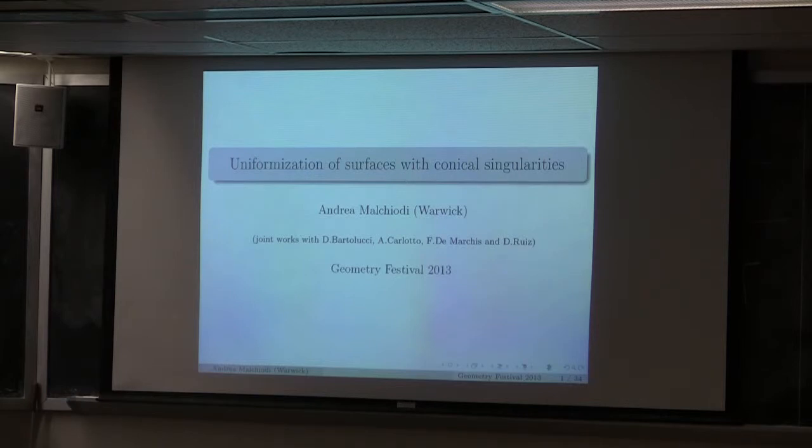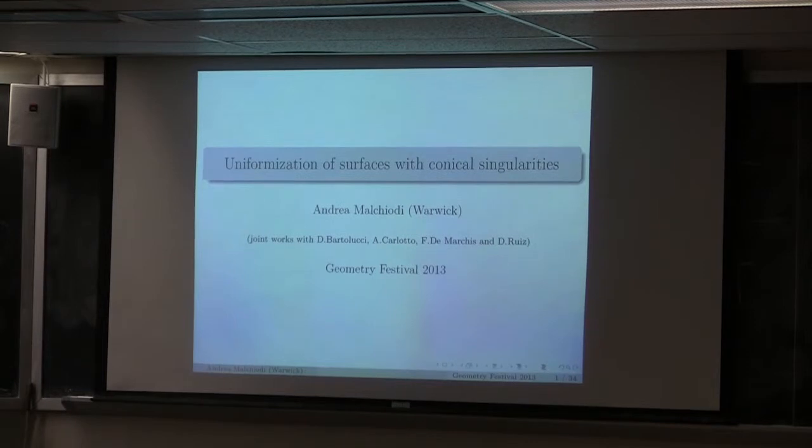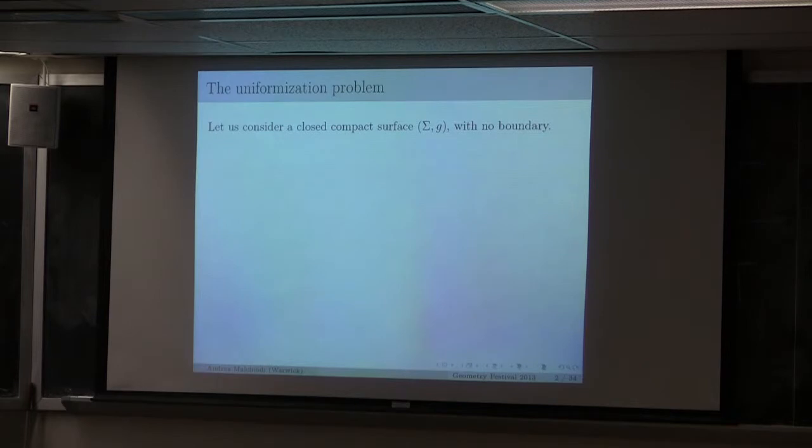Okay, so I would like to talk about some sort of long-term project jointly with different people: Daniele Bartolucci, Alessandro Carlotto, who is here, Francesca De Marchis, and David Ruiz. So let me start, as we saw yesterday, with the uniformization problem. I will consider a compact surface sigma with metric g and no boundary.